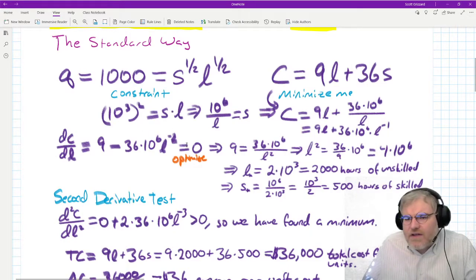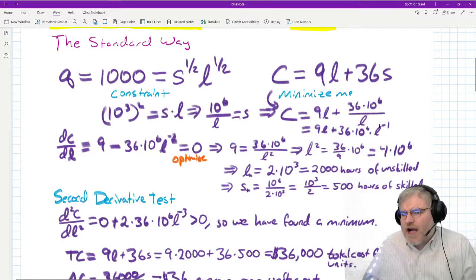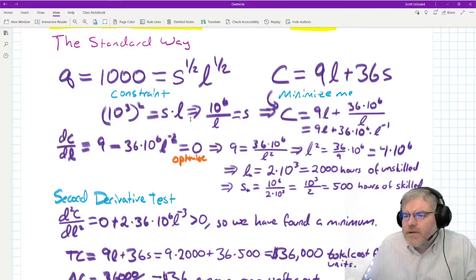So L to the -1 was the initial, and then when I take the derivative, the -1 comes up in front by the power rule, and then I subtract 1. So this becomes L to the -1 minus 1, which is -2. Okay. Question was, how did I get this L to the -2? And the answer was the power rule when I took the derivative.